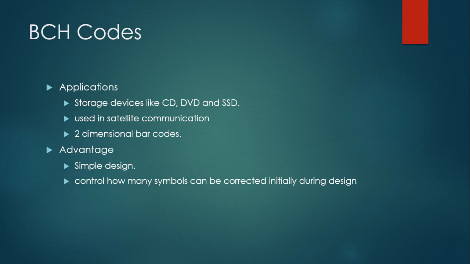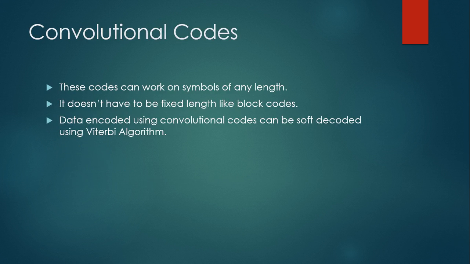Now I'll discuss BCH codes. The applications of BCH codes are in storage devices like CD, DVD, and solid state devices. They are also used in satellite communication and two-dimensional barcodes. The advantage of BCH codes is that they have a very simple design, and you can control, at the time of the design, how many symbols you want to be corrected. So that can be decided way early on.